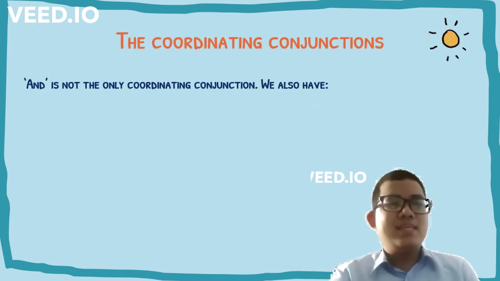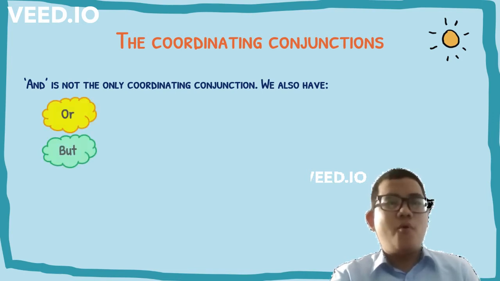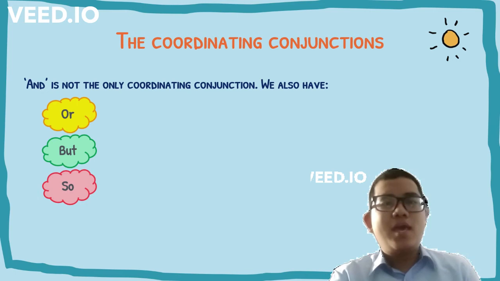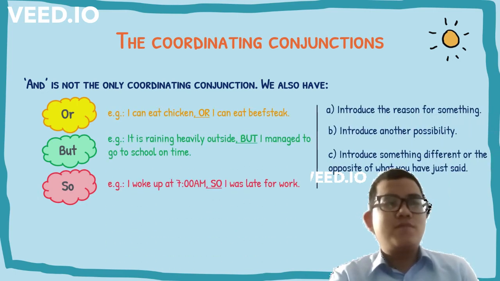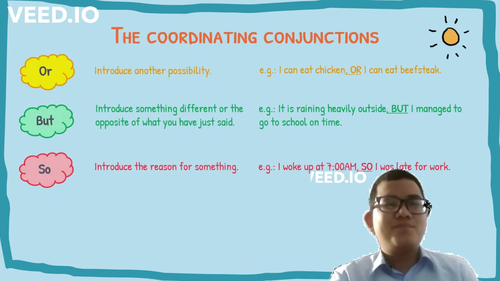And isn't the only possible coordinating conjunction. We also have or, but, and so. I have three examples for you here and three functions for the conjunctions. I want you to match the two columns, so pause if you need more time.